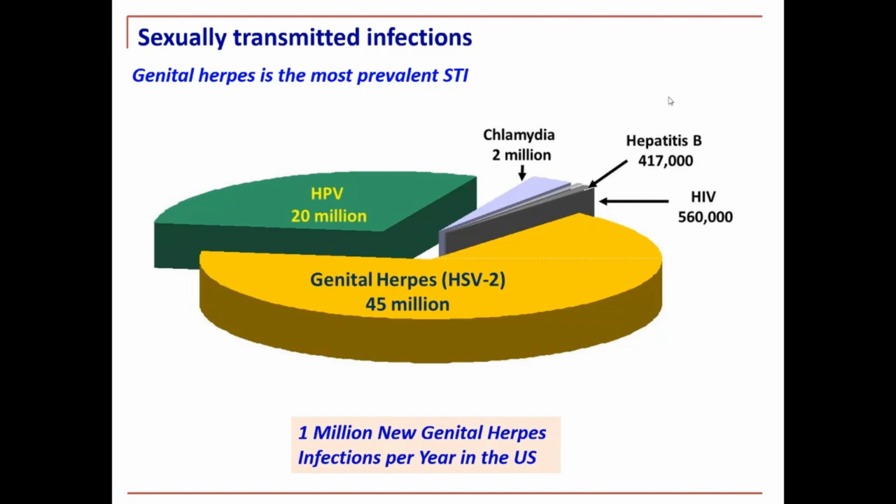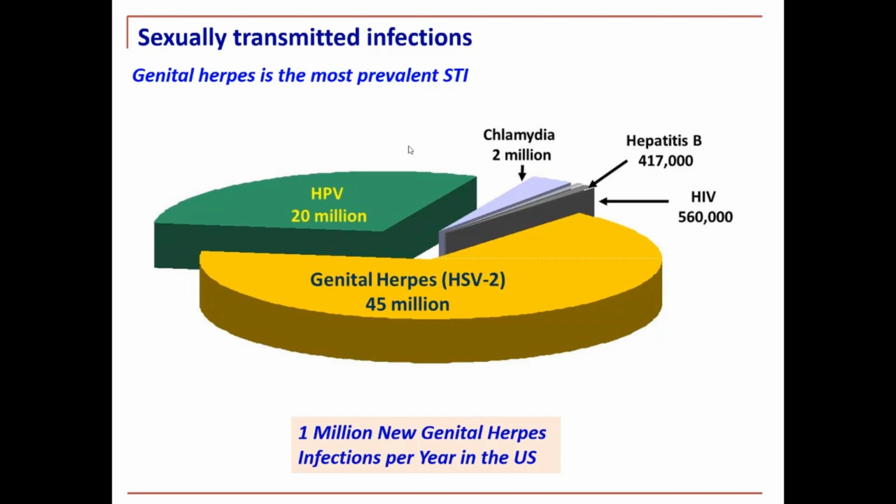We're looking at how common these are. Human papillomavirus, if you're looking at numbers in the US, we're looking at about 20 million. Genital herpes, HSV-2, you're thinking about 45 million. And then you've got chlamydia and HIV, for example, as other prevalent STIs. So as you can see, herpes is by far the most prevalent STI. And in fact, it's one of the most commonly sexually transmitted STIs in the developed world. And in the US, up to 1 million people become infected each year.